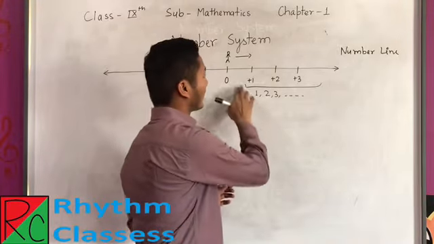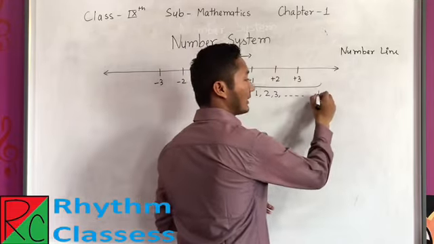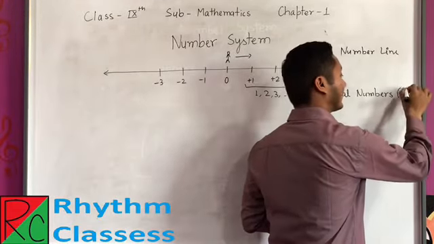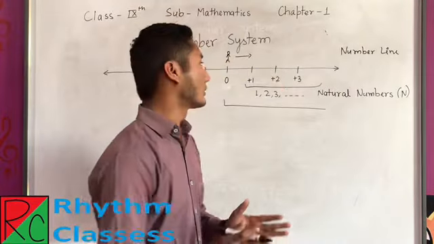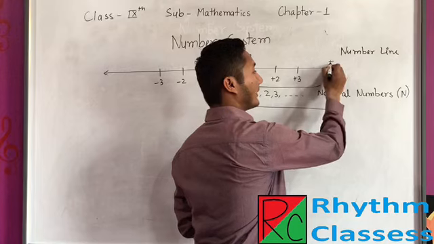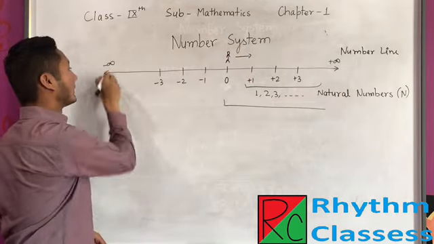These numbers, whatever you pick going to the right side, are called natural numbers. These numbers we can denote with the help of N. One more thing: these numbers extend till plus infinity, and on the other side they extend till minus infinity.